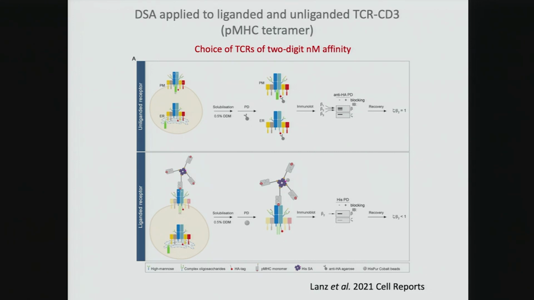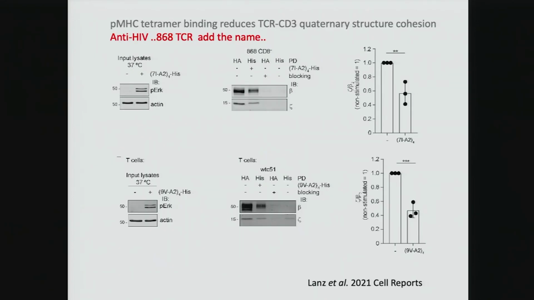When you do this, you bind your ligand, then you solubilize the cell very, very quickly at 4 degrees. Then you capture the ligand. In this case it was tetramers. And then you look at the state of the receptor compared to a receptor which is not engaged. You can compare the stoichiometry of an engaged receptor with a non-engaged receptor.